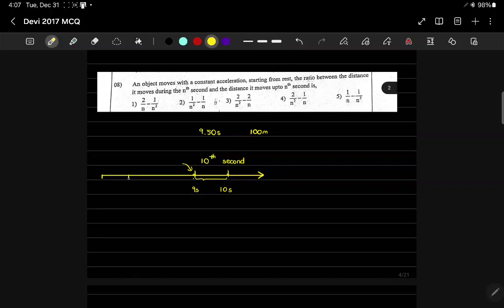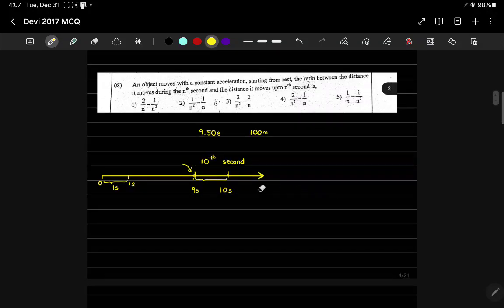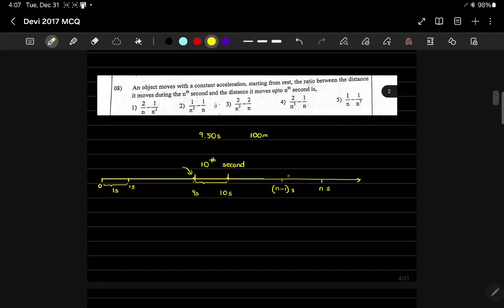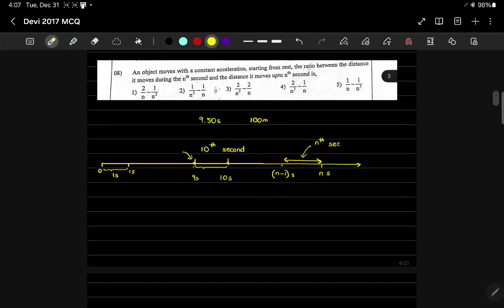So what is the first second then? 1 second, and this is the initial one. This would be the first second. So similarly, what would be the nth second? Something like this. There is n seconds and there is n minus 1 seconds. So the time, or the second, in between those 2 positions of time is the nth second. So what would be the distance that it moved during the nth second?